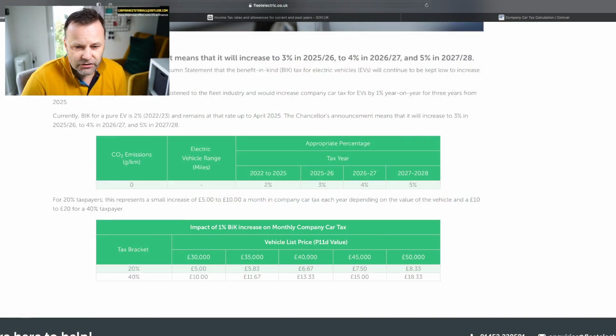They started at 0%, then they went to 1%, they're currently at 2%, and then very recently the government announced the rates all the way up until tax year 27-28. So let's just have a bit of a recap. Currently, from tax year 2022 until 2025, they are 2%, and then 3%, 4%, and finally finishing at 5% for tax year 27-28.